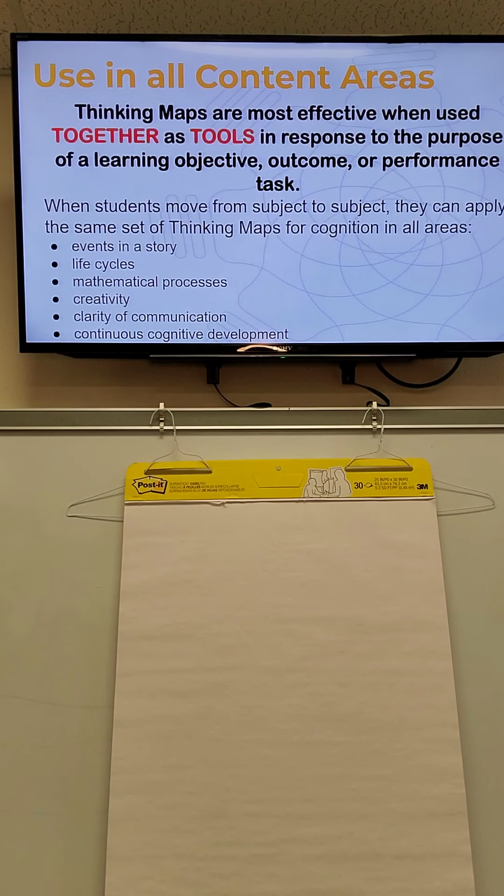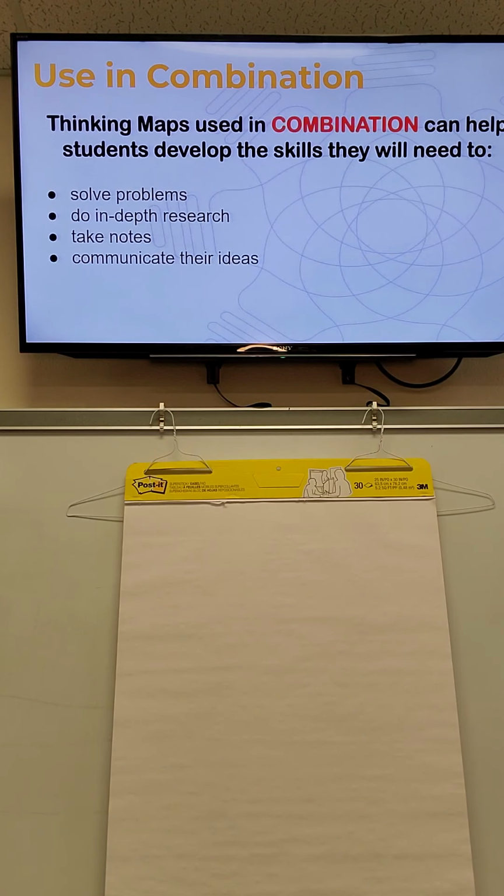The thing about thinking maps that I love, and because I co-teach in 3rd grade, I went through all of math, science, social studies, and language arts last year, and we use thinking maps in every single subject. Together they can be used as tools in response to the purpose of a learning objective, outcome, or performance task, and they are very effective. When students move from subject to subject, they can apply the same set of thinking maps for cognition in all areas. For example, events in a story, life cycles, mathematical processes, creativity. Once again, you have that clarity of communication and continuous cognitive development.